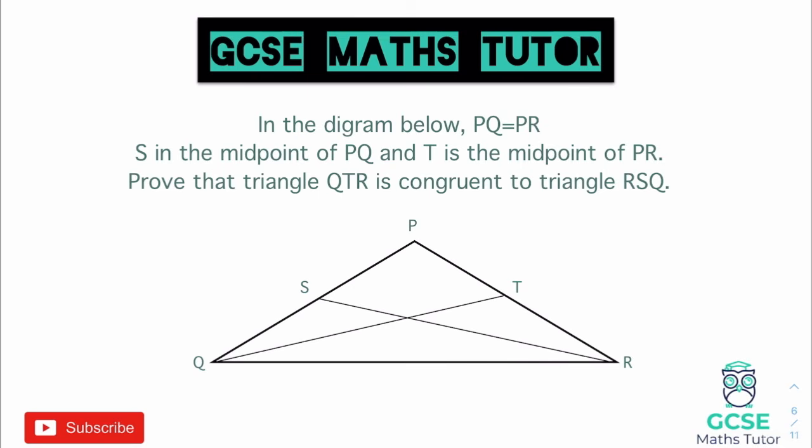So it says in the diagram below that PQ is equal to PR. So we know that this length here is equal to this length here. So therefore, straight away, we know that this is an isosceles triangle. So we'll think about that later.